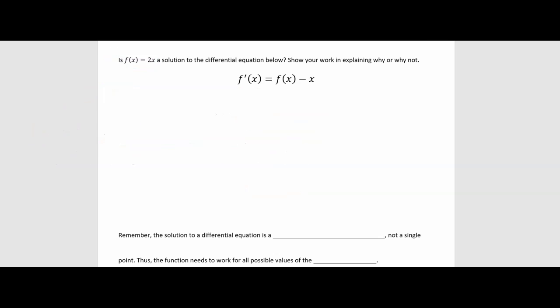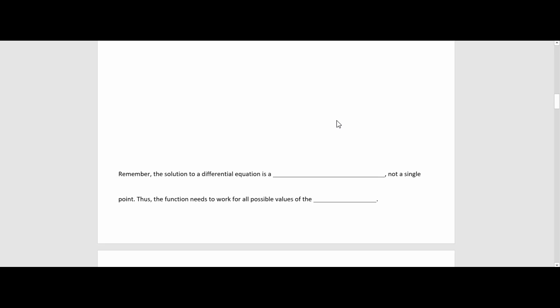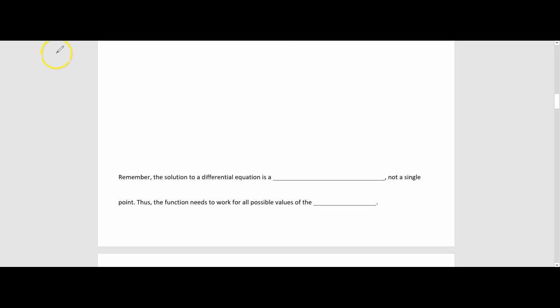So let's fill in these blanks below to kind of sum that up. Remember, the solution to a differential equation is a function, not a single point. Thus, the function needs to work for all possible values of x. And it's all possible values of x in the domain of the original function. So if that domain is constricted at all, then it wouldn't have to work for any value of x, but it would still be more than 1, unless the domain of that function was just a single x value.